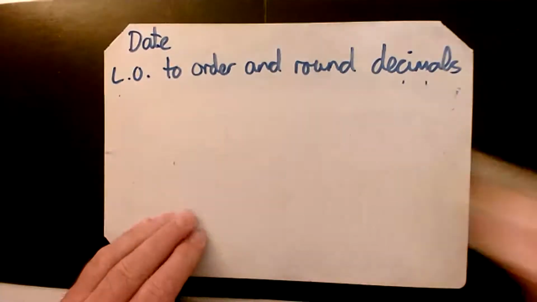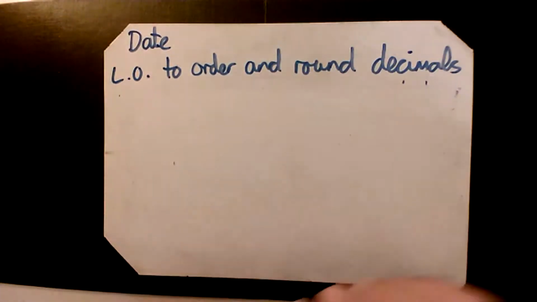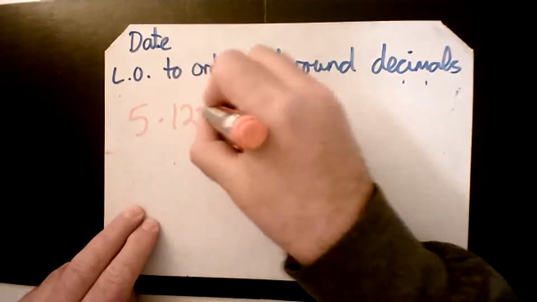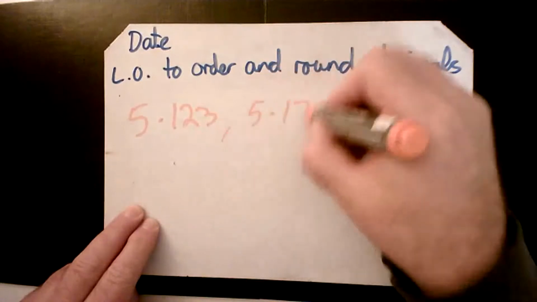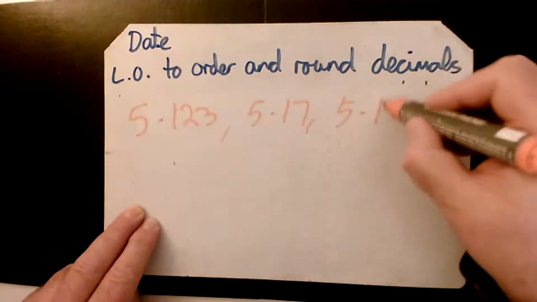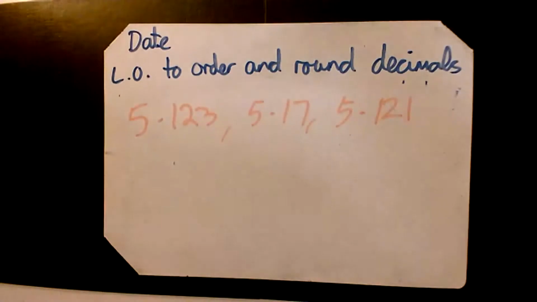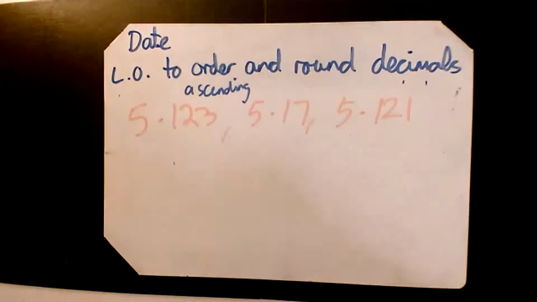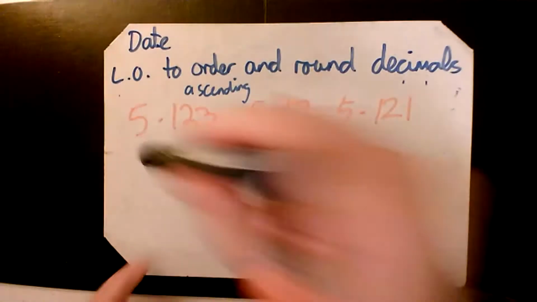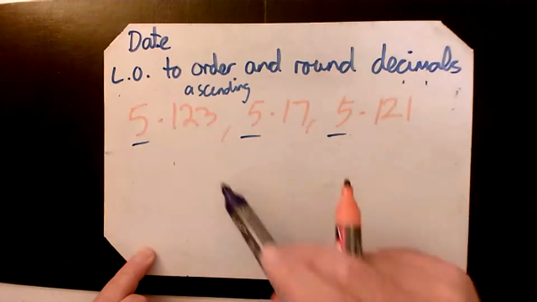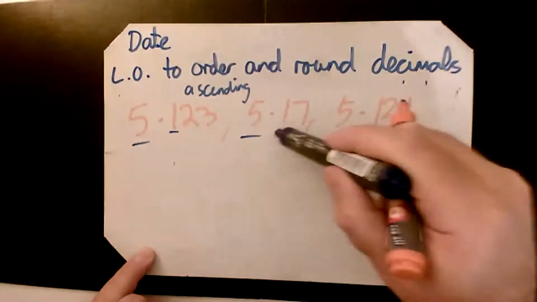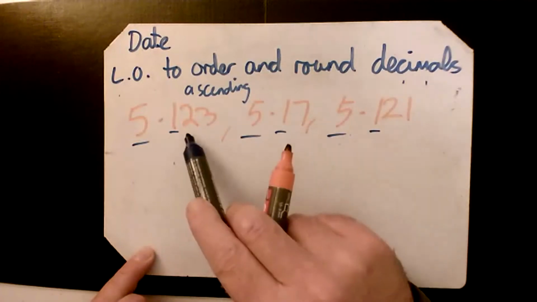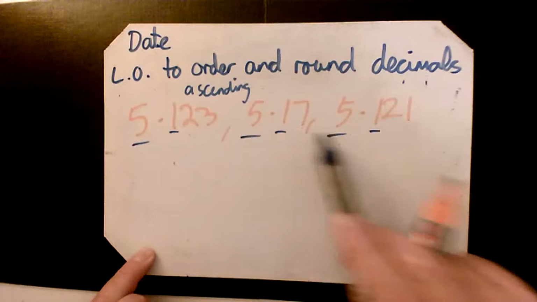Okay, so let's have a look at these 3 numbers. Let's go with 5.123, 5.17, 5.121, and you're asked to put these in ascending order. Ascending, we're starting with the smallest. They've all got 5s. They've all got 0.1. So I'm looking at the hundredths column, starting with the smallest. There's a 2, that's a 7, and that's a 2.